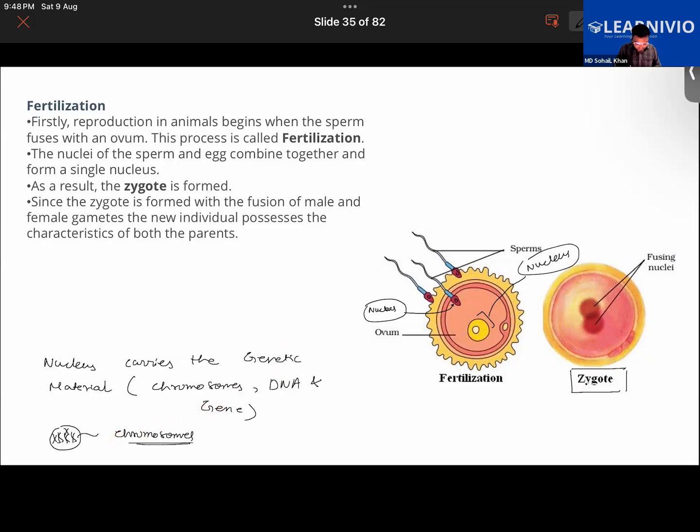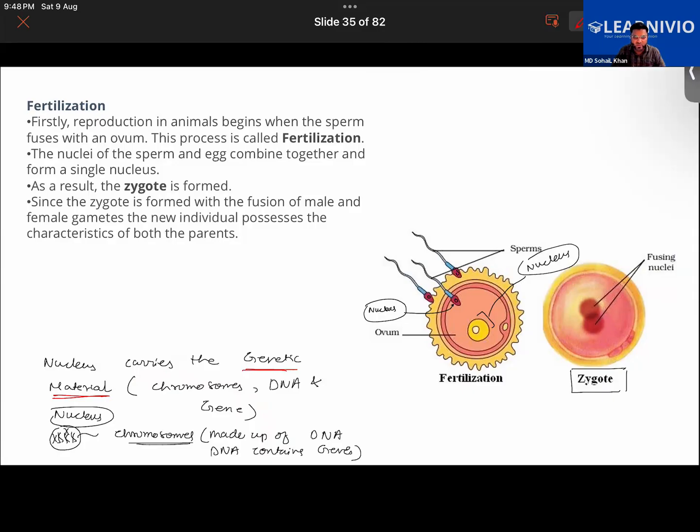Listen to this very carefully. Here I have drawn a nucleus. Inside the nucleus, what do you have? You have chromosomes. What are chromosomes made up of? DNA. Then DNA contains genes in it. So all of these together are genetic material. So far I think it should be clear to everyone.